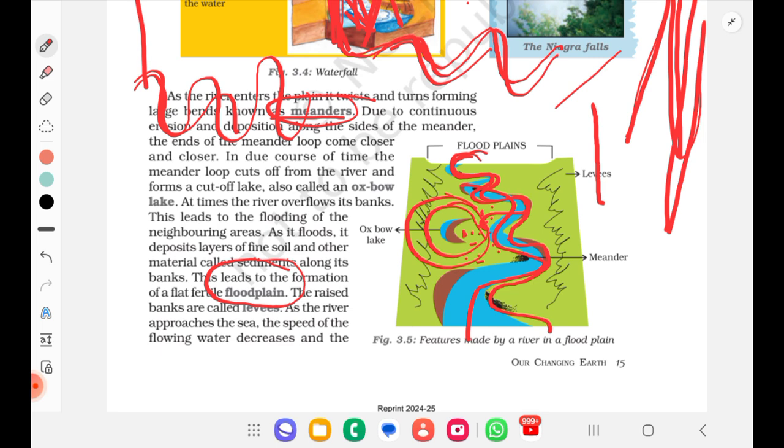Okay, see, I'll say this. At times the river overflows its banks. This leads to flooding of the neighboring areas. As it floods, it deposits layers of fine soil and other materials called sediments along its banks. This leads to the formation of a flat, fertile flood plain. Okay, this is the thing.